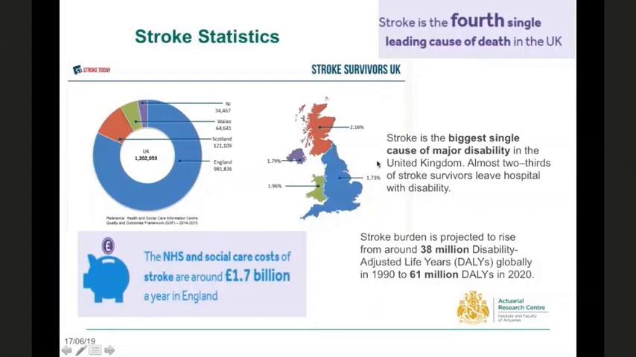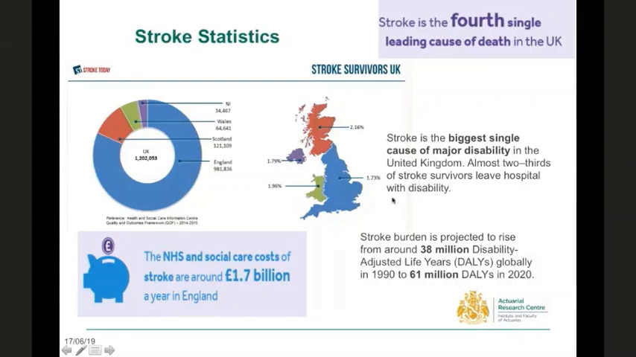Stroke is quite a dangerous medical condition. It is the fourth cause of death in the UK. Roughly 2% of the population are stroke survivors, which makes up around 1.2 million people. It is also the major cause of disability in the UK. Almost two thirds of UK stroke survivors will leave hospital with a disability.